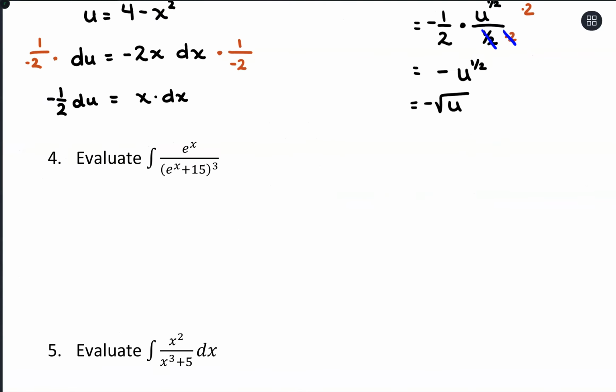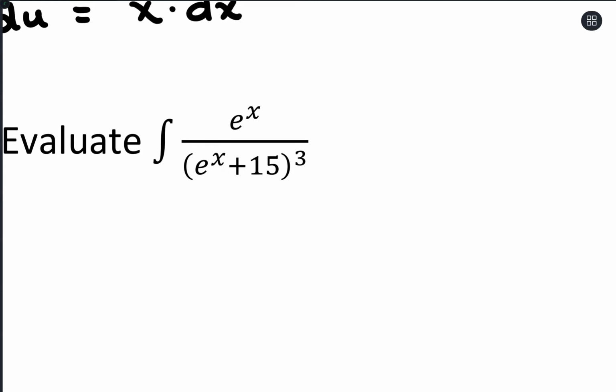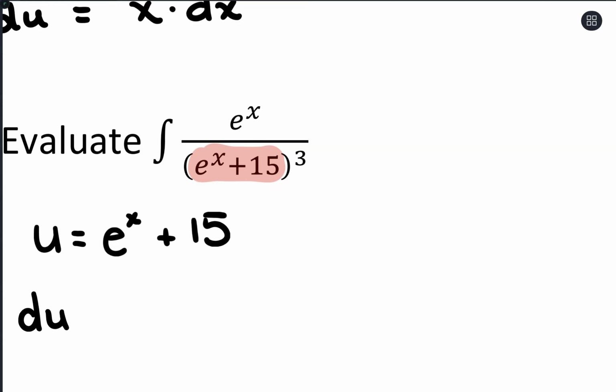Okay, two more here. With this one, I'm going to focus on that e to the x plus 15 that's in the denominator, trapped under that exponent of 3. So let's let u equal e to the x plus 15. And if we go du, then we'll just have e to the x and then dx. This is going to be a nice substitution.